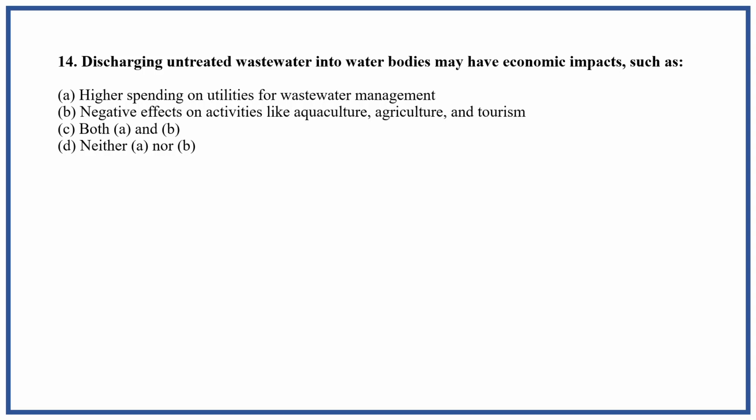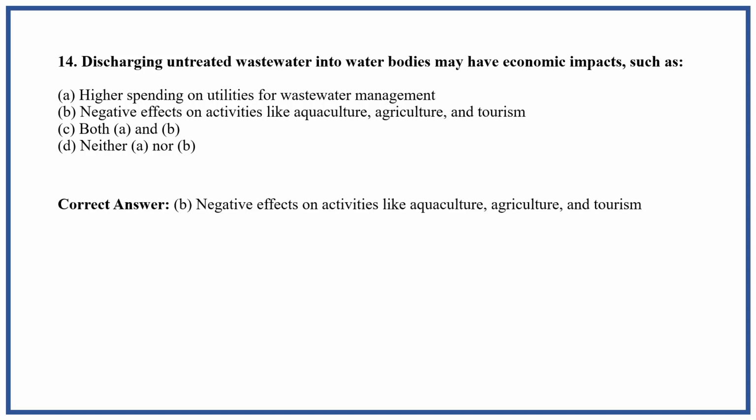Those who are joining now can try this question and tell me the right answer in the chat box. Is C the correct answer? Please read the question carefully. Discharging untreated wastewater into water bodies. If we are discharging untreated wastewater into the water bodies, then there will be no spending on utilities, right? Because we are directly discharging the wastewater into the water body. So there will be no spending on utilities. So the correct answer is only B, that it will have negative effects on activities like aquaculture, agriculture, and tourism.